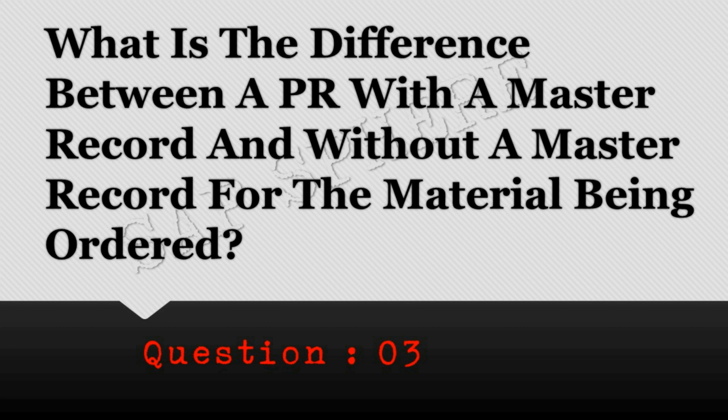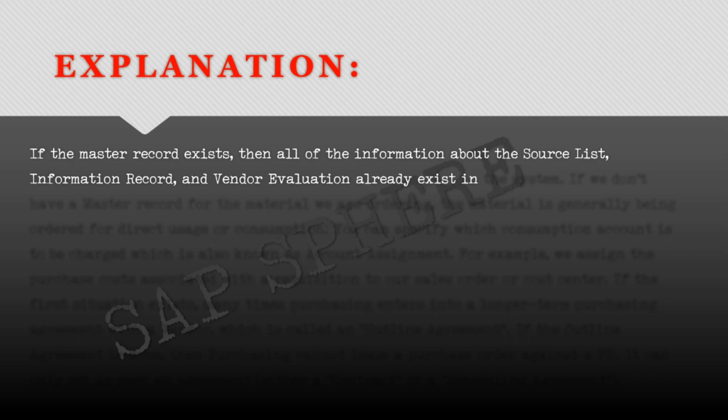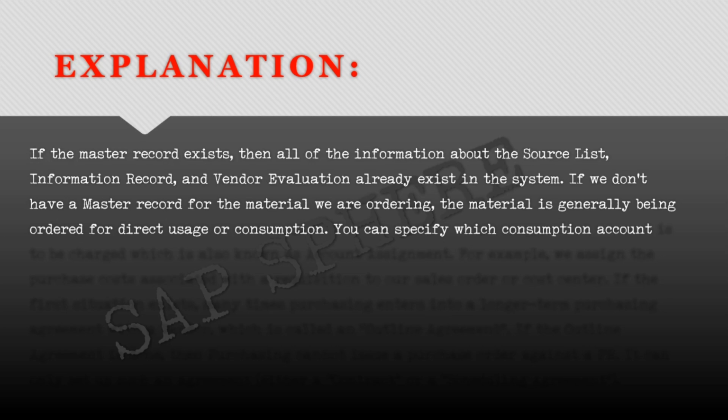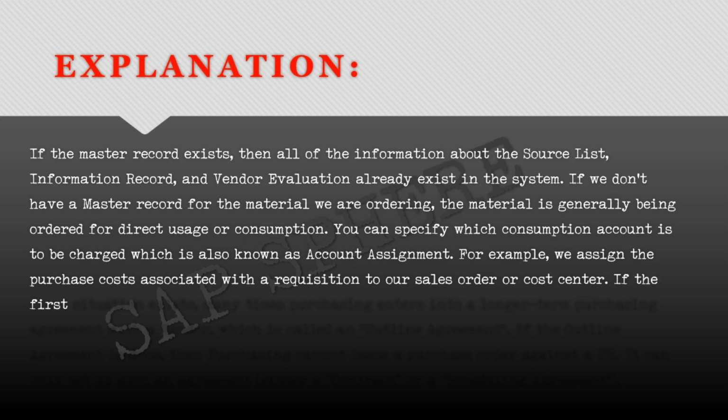What is the difference between a purchase requisition with a master record and without a master record for the material being ordered? If the master record exists, then all of the information about the source list, information record, and vendor evaluation already exist in the system. If we don't have the master record for the material we are ordering, the material is generally being ordered for direct use or consumption. You can specify which consumption account is to be charged, which is also known as account assignment. For example, we assign the purchase cost associated with the requisition to our sales order or cost center.